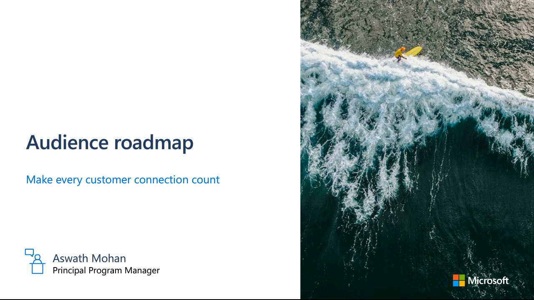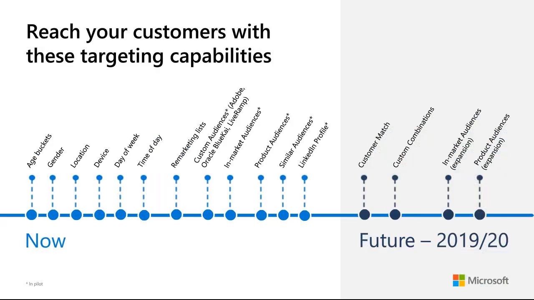So we'll start today with just giving you an overview of the audience roadmap and the direction in which we're going. We'll talk through the current features as well as the new features that are coming soon. So if you look towards the section that says now, we have all these capabilities available either in GA or in pilot. The most recent ones are product audiences, similar audiences, and LinkedIn profile targeting.